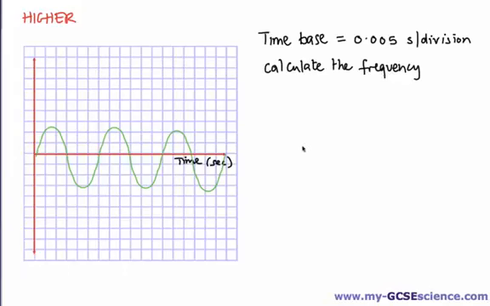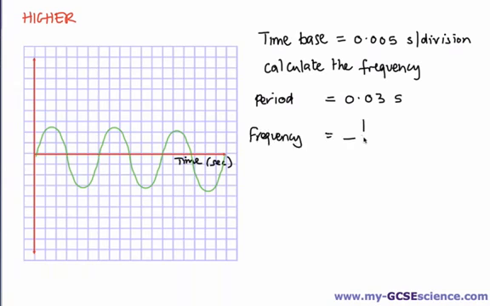Right, so how do we do this question? Similar to what we've done before, we've got a time base of 0.005 seconds per division. So let's have a look. We've got 1, 2, 3 divisions up to half a cycle, but we don't want half a cycle, we want the whole cycle. So it's 1, 2, 3, 4, 5, 6. So we've got 6 divisions. 6 times 0.005 will give us 0.03. So the period is 0.03 seconds. Remember to put the units in.